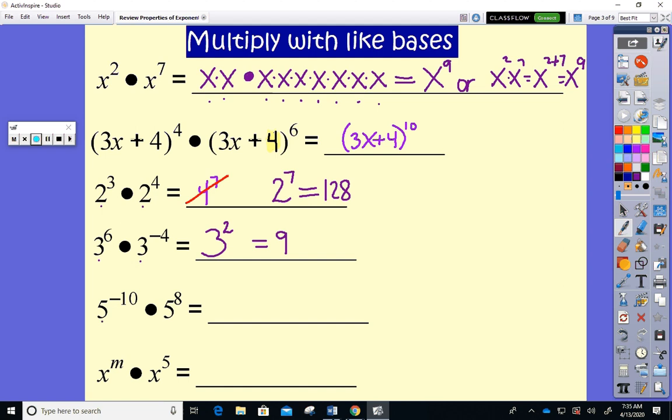Now, on your negative exponents, you are going to do something about it, but I would say wait. And go ahead and say negative 10 plus 8 is negative 2. Now deal with it. So remember, that's 5 to the negative 2 over 1. So make it 1 over 5 to the positive 2. Take care of your negative exponent by dropping it to the bottom.